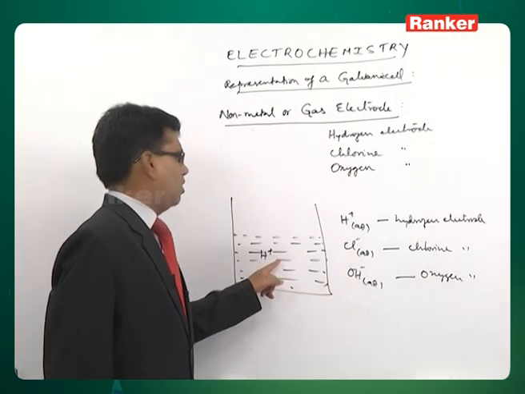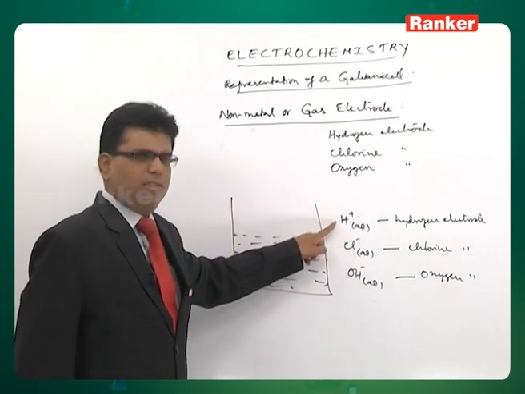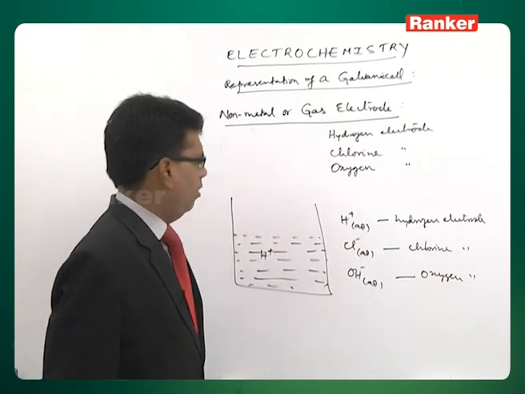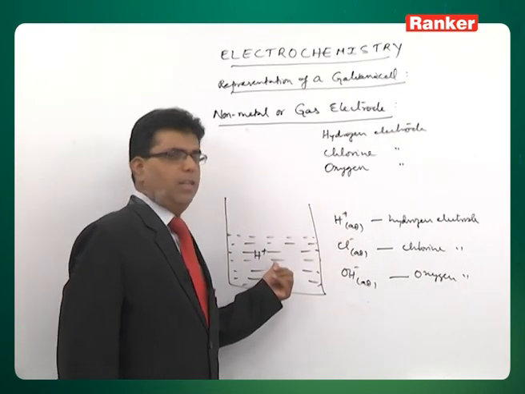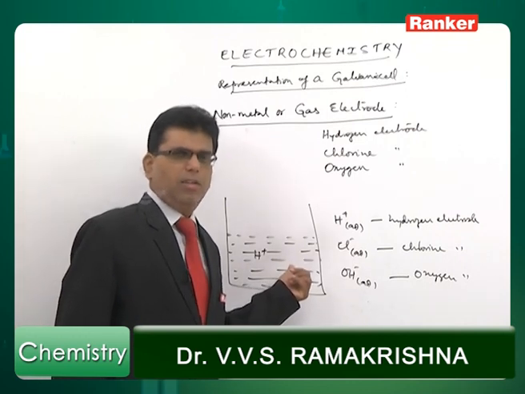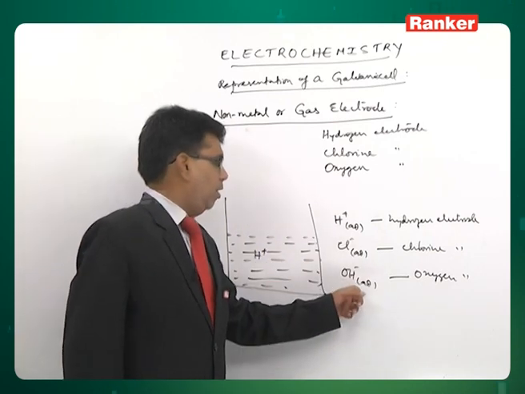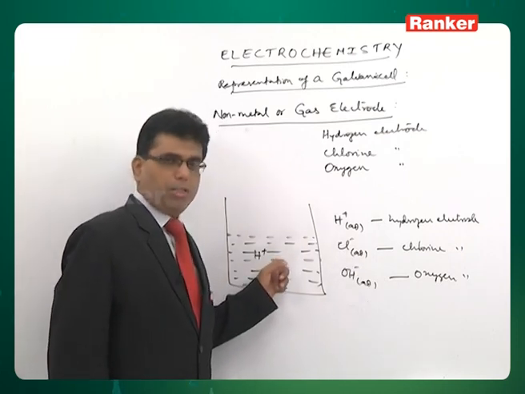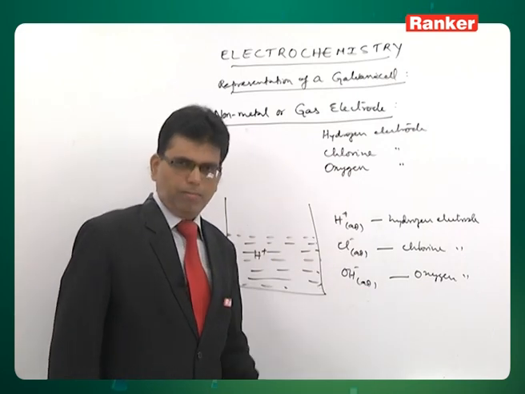So, this is a solution of H plus ion, means an acid, any acid, sulfuric acid, hydrochloric acid, nitric acid, any acid can be used. And if you are taking a chlorine gas electrode, then this should be a solution of chloride ion, means either NaCl, KCl, HCl, any of that can be taken. But if you are making an oxygen electrode, then this should be sodium hydroxide, potassium hydroxide, calcium hydroxide, barium hydroxide, any of such solution should be taken.